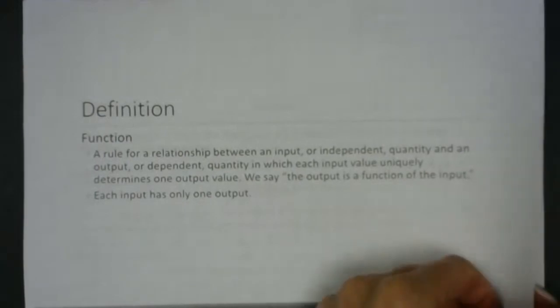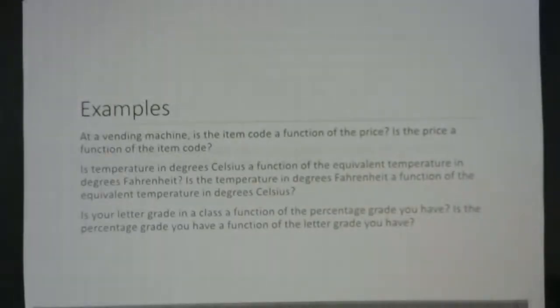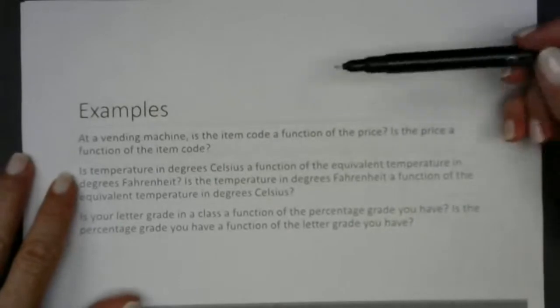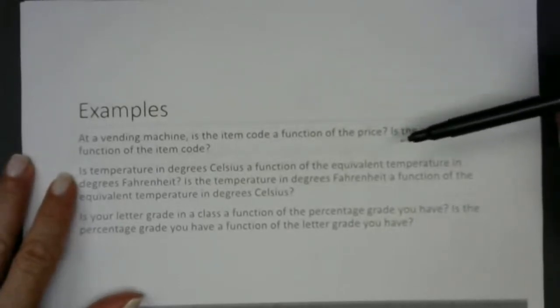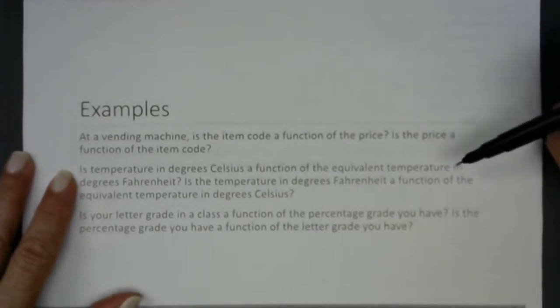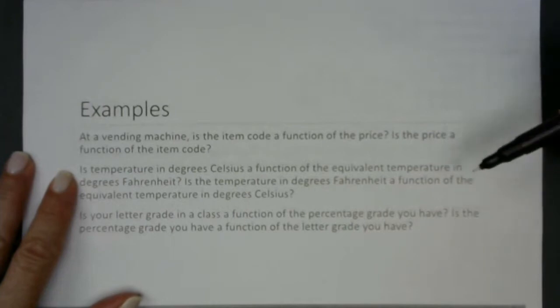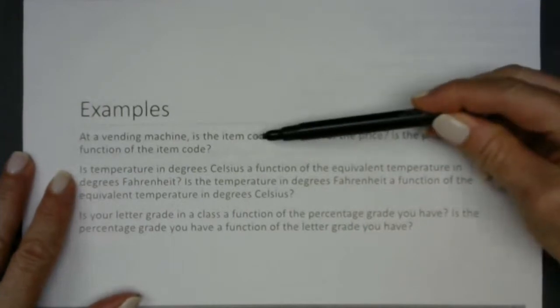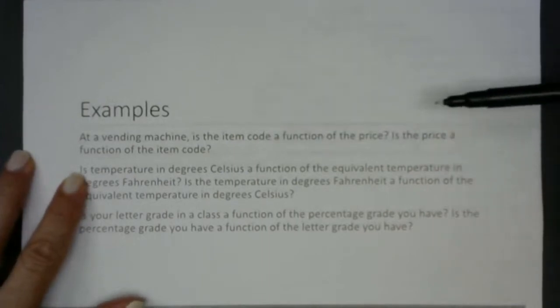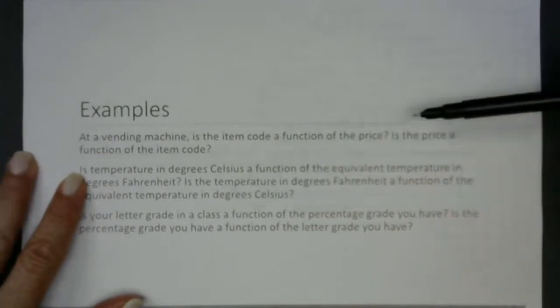All right, let's look at some examples that might be functions. At a vending machine, is the item code a function of the price, or would the price be a function of the item code? You have to ask yourself which thing uniquely determines the other. If we input an item code, will there be only one price? Yes, each item can only have one price. If we input a price, would there be only one item code that was that price?